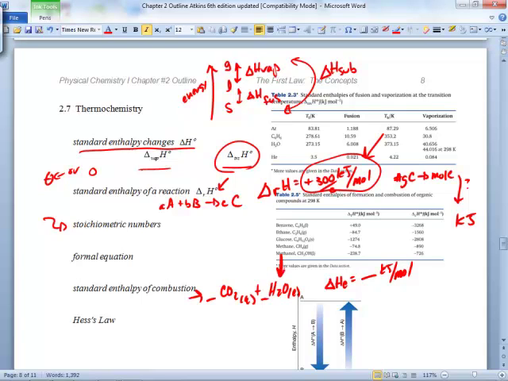It has to be a liquid. Big deal. Has to. Doesn't matter what you're burning. That's the convention. Enthalpy of combustion is always CO2 gas and water liquid. Remember that. Otherwise, that'll really bite you in a little bit.